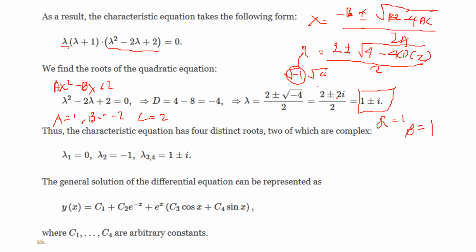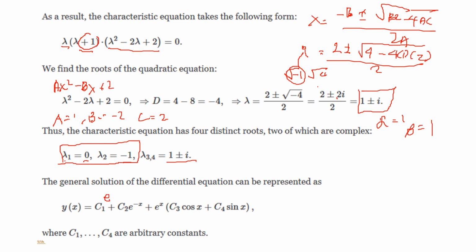So we have here the roots. First root is equal to 0, second root is equal to negative 1. This one you move to the right and it becomes negative 1. And then the third and fourth roots are 1 plus or minus i. So this is just a distinct case. This is for case 1.